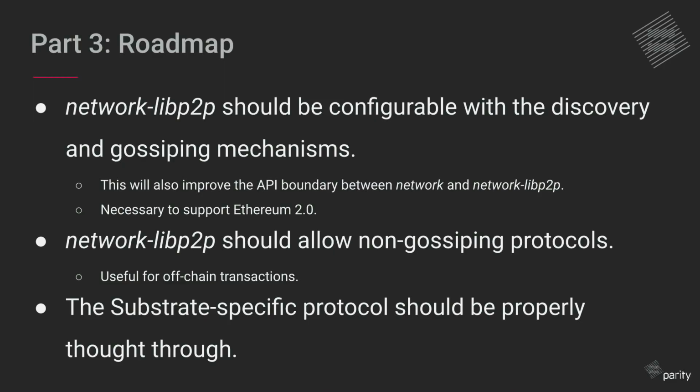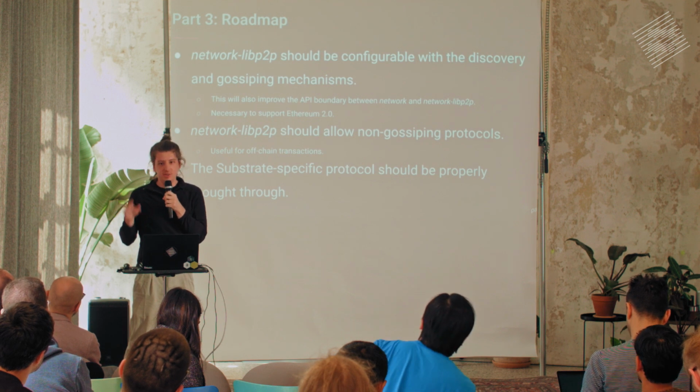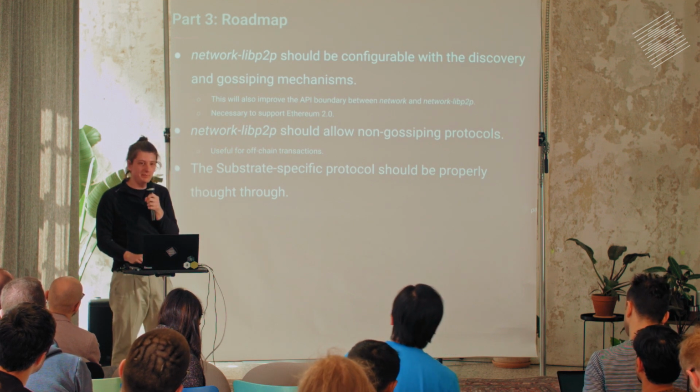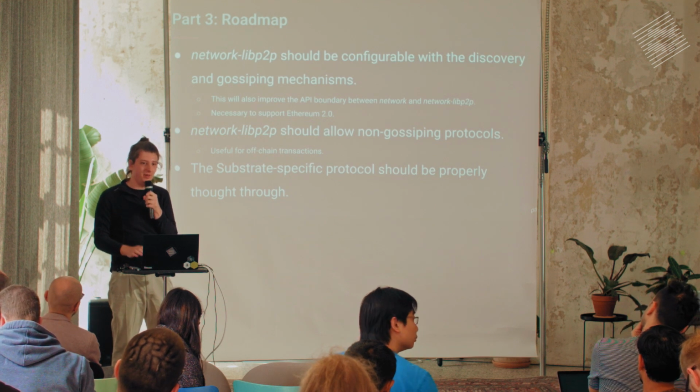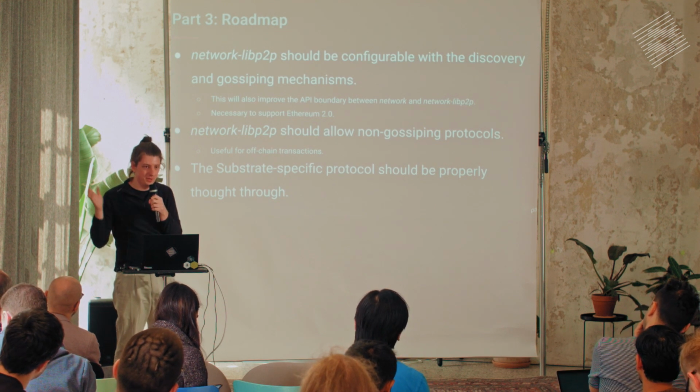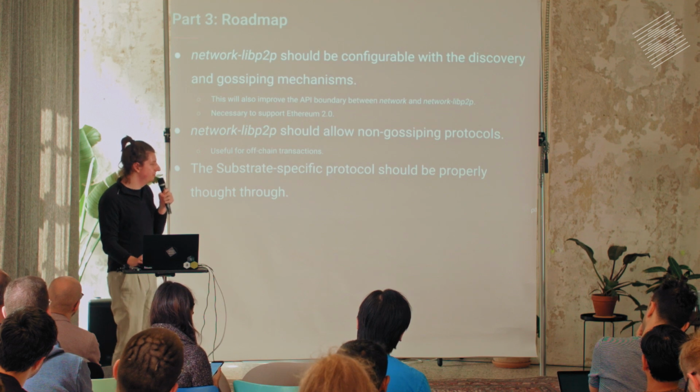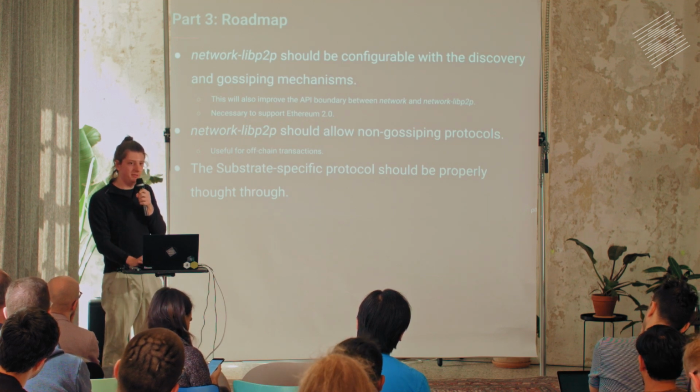And to finish, here is the roadmap. So what we want to do in the future for network P2P is make it configurable with the discovery and gossiping mechanisms. We don't want to necessarily tie to Kademlia and mDNS. We want to allow other discovery mechanisms. If you want to write them, there are other protocols such as Brahms, which are very cool. And we want to make network P2P generic over that.